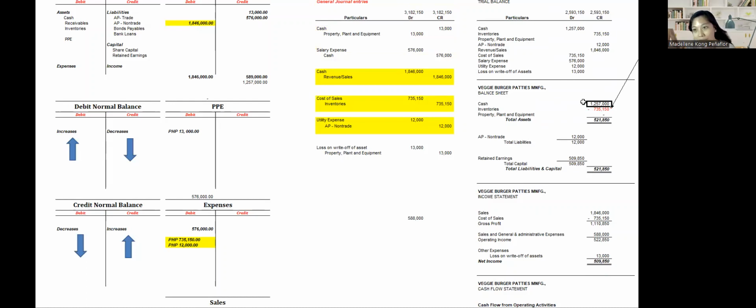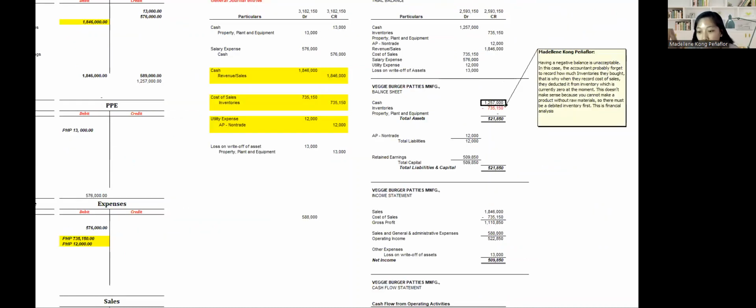in our balance sheet. Now, when it comes to financial analysis, let's go here on the financial analysis part. This is really getting more exciting because here, if you will read my comment here, having a negative balance is unacceptable in the financial statement. In this case, the accountant probably forgot to record how much inventories they bought. That is why when they record cost of sales, they deducted it from inventory, which is currently zero at the moment. And when we deduct it, 0 less 735, so of course it will result to negative.